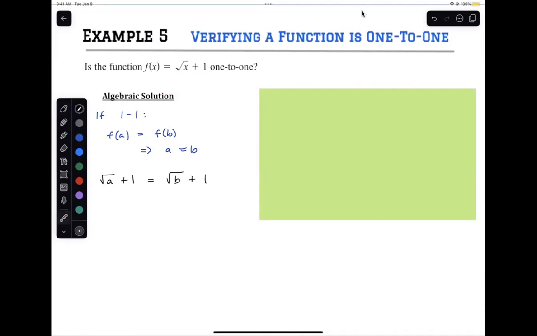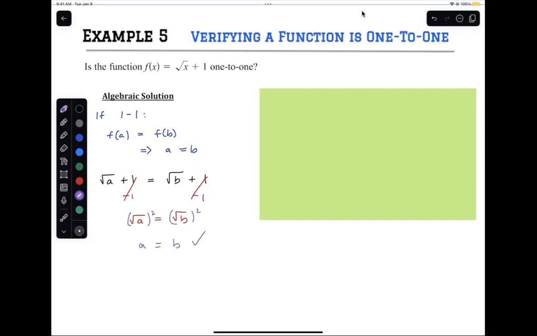Then if I want to be clever, with the plus 1 and plus 1, I can subtract 1 from both sides, and then those cancel. I'm left with just the square root of a is equal to the square root of b. And then if I want to get rid of the radical, I square both sides, and then I get a is equal to b.